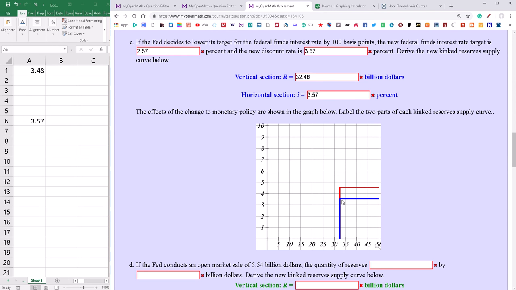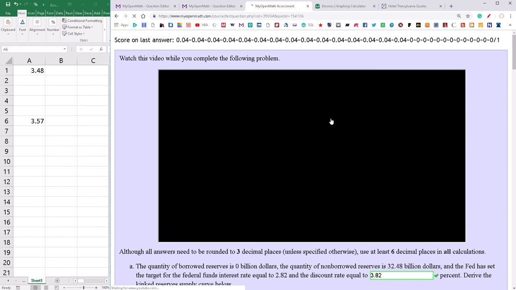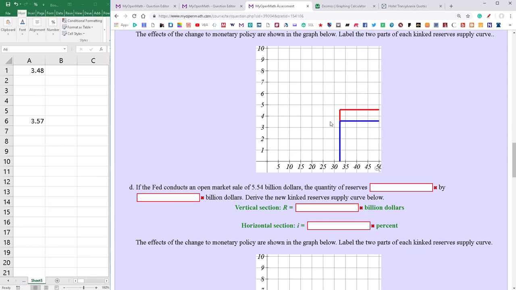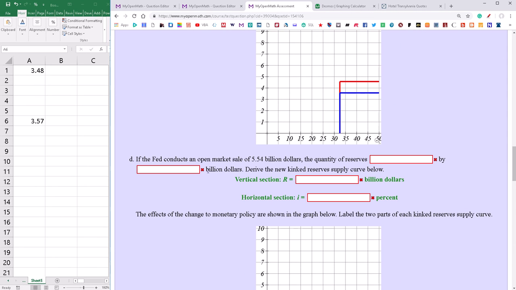Oh, yeah, so I'm not asking about what happened here. We're just asking about the vertical section and the horizontal section. So let's go ahead and enter. Okay, now in scenario D, if the Fed conducts an open market sale of $5.54 billion, that's going to lower the quantity of reserves from 32.48 to 5.54. Okay.